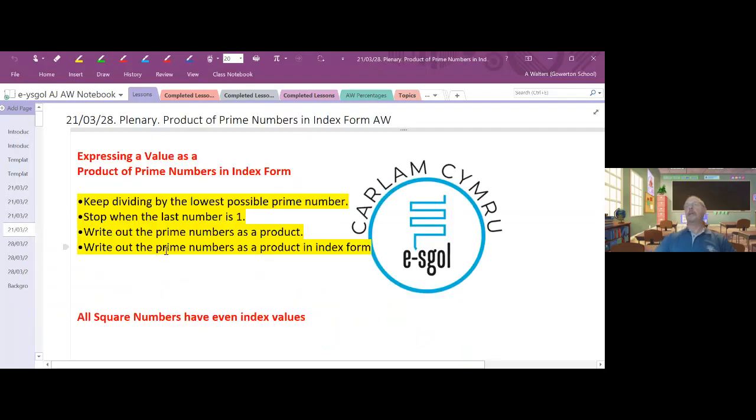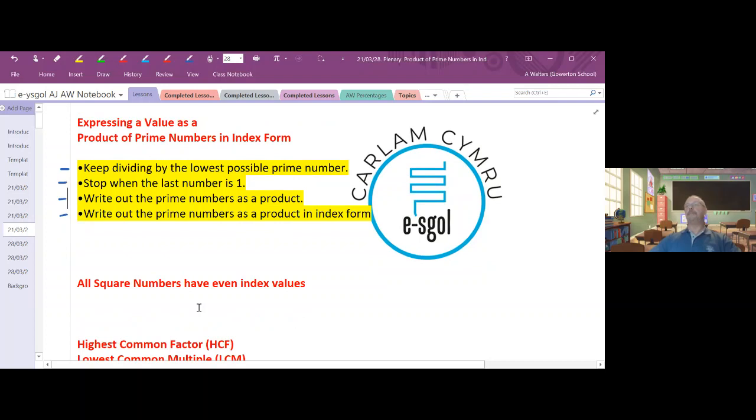Yeah, here we are. So when you express a value as a product of prime numbers in index form, you keep dividing. You keep dividing by the lowest possible prime. Stop when you get to a 1 at the bottom. Write them out as a product, that's a multiplication sum, and then you put them in index form, like 2 cubed, 3 squared, and so on. All squared numbers have even index values, such as 5 squared.